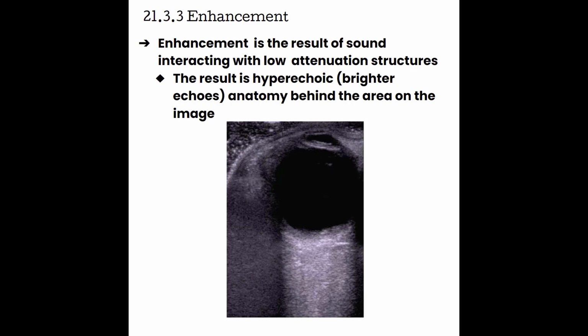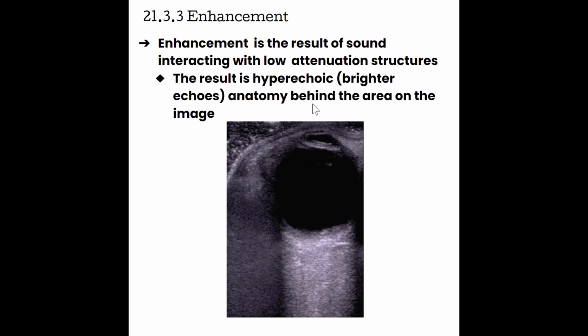Just like shadowing can be helpful, enhancement is also helpful in distinguishing things like cysts or other water-like fluid-filled structures. We know that solid pathology typically does not enhance, where benign fluid-filled pathology does. So again, enhancement is the result of sound interacting with low attenuation structures. The result is going to be hyperechoic, which means brighter echoes. So the result is hyperechoic anatomy behind the area on the image. So here's our example of enhancement.